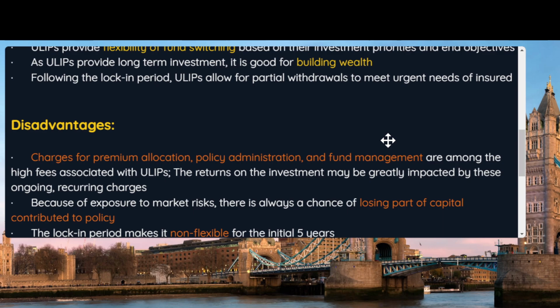Whereas the main disadvantage is the charges of premium allocation, policy administration and fund management. So basically for doing all these things, the company is charging you a certain amount of administrative fees, which is a little considerable amount in terms of ULIP. So that may eat into the percentage of return that you're going to get at the end of the year if the investments are not that good.